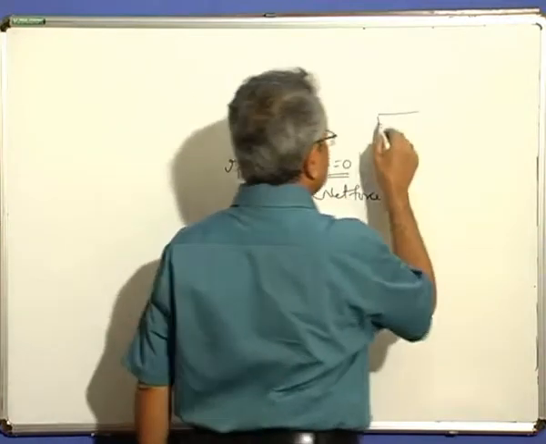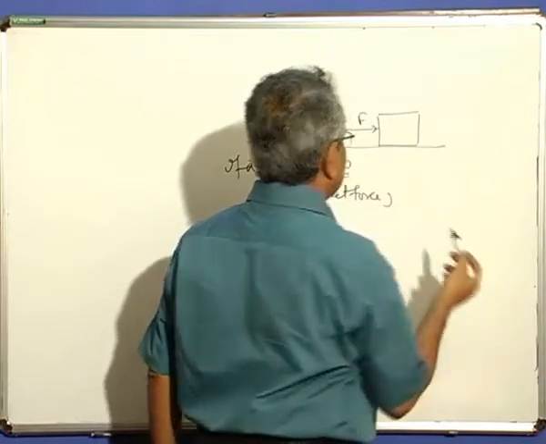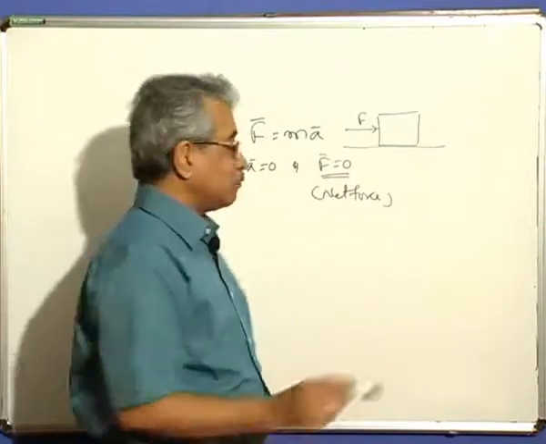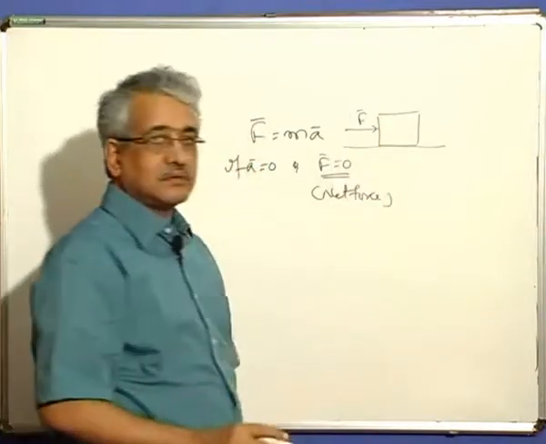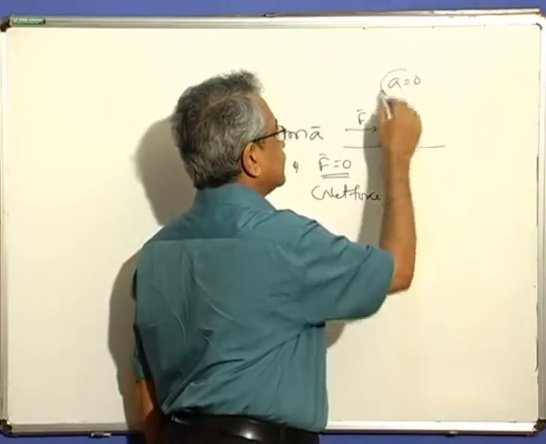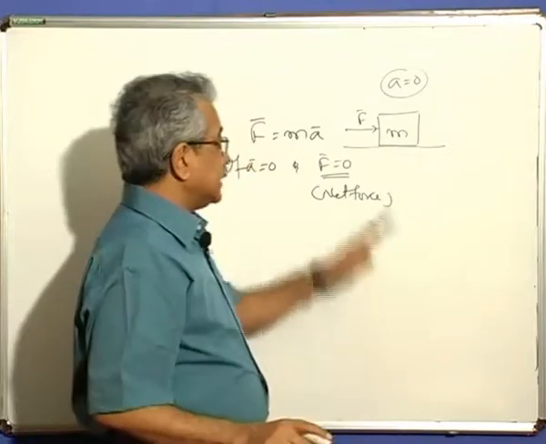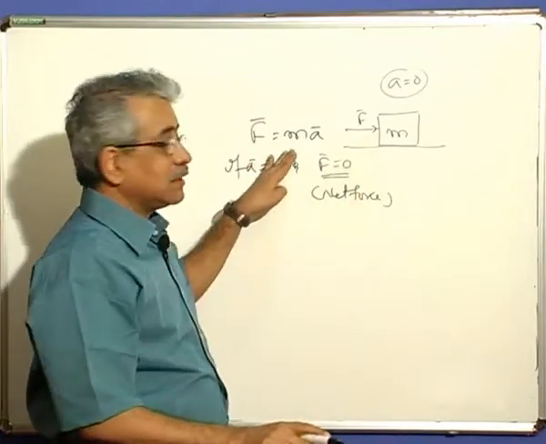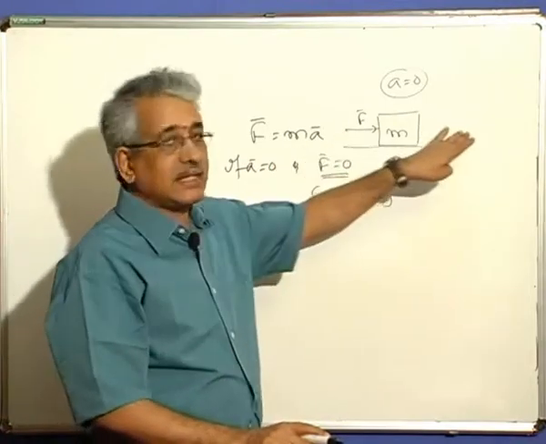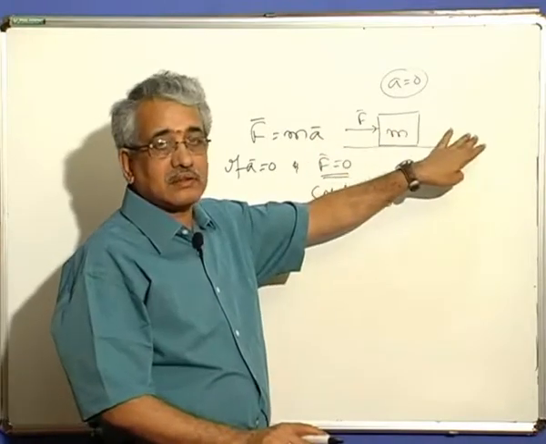There is a body, for example, see here. There is a force acting on this body. Due to inertia, the body is not able to move. But there is a force acting here, and this force is not generating acceleration. Acceleration is zero, because the body is not moving. It does not mean it is violating the second law here. It is because the force is not generating acceleration. We cannot use this equation in that situation.